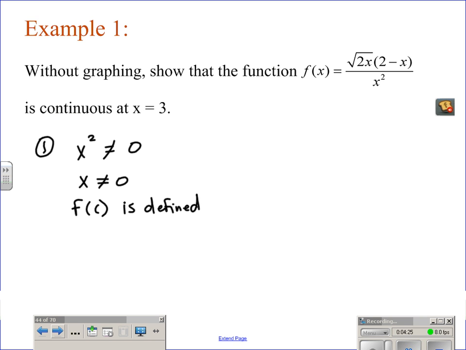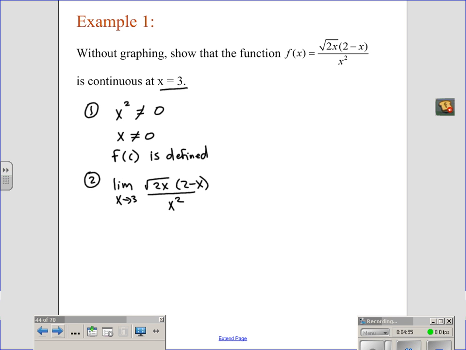Okay, because we're talking about at x equals 3, not at x equals 0. All right, and then the next thing we're going to look at is whether or not the limit of f of x as x approaches 3 in this case exists. So the limit as... okay, so here's our limit. We're going to have to do a little work on this one.